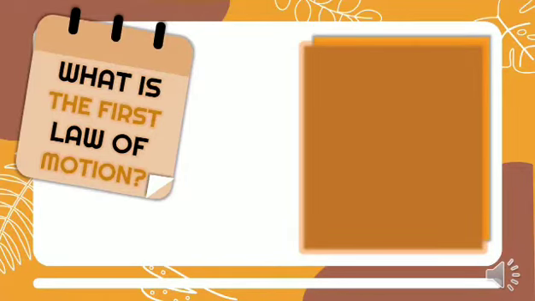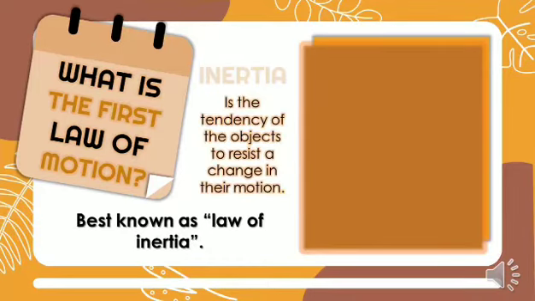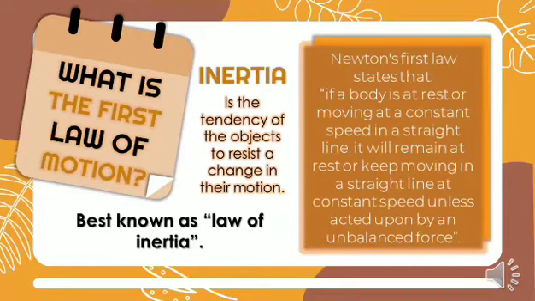It's interesting to know that these laws have their own history, because firstly, the first law of motion was proposed by Galileo Galilei in his dialogues. It was best known as the law of inertia. Inertia is the tendency of objects to resist a change in their motion. So, as Newton refined these ideas, he stated: if a body is at rest or moving at a constant speed in a straight line, it will remain at rest or keep moving in a straight line at a constant speed unless acted upon by an unbalanced force.